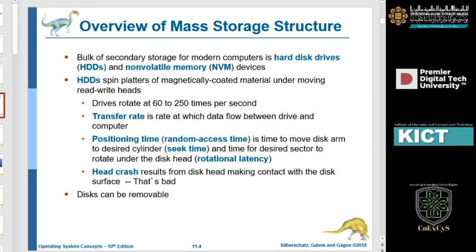Okay, so look at this. The bulk of secondary storage for most operating systems is hard disk and non-volatile memory. When we talk about non-volatile memory, it is memory that can be persistent when we save it. For example, solid state hard disks are basically non-volatile.